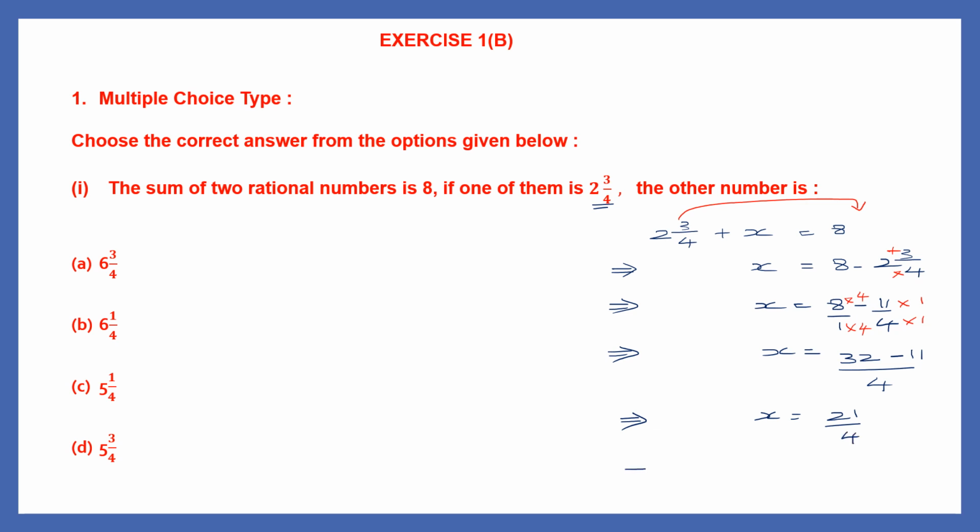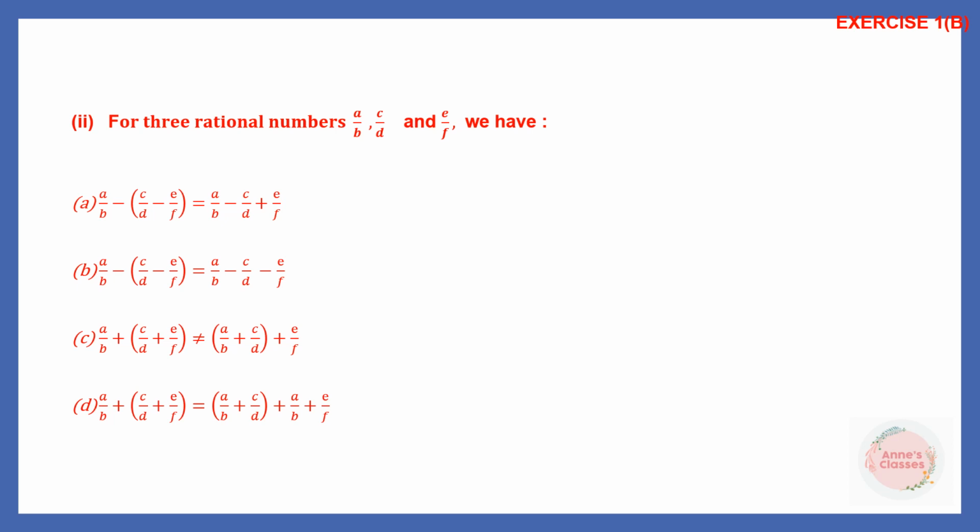Now convert 21 by 4 to a mixed number. 4 5s are 20. So what is remaining? 1. 21 by 4. So we have found the value of x to be 5 1/4, and x we said is the other number. Okay, the other number is x and we have found the other number 5 1/4. So here in the options 5 1/4 is option C. So what is our answer? Our answer is option C. This is our answer.